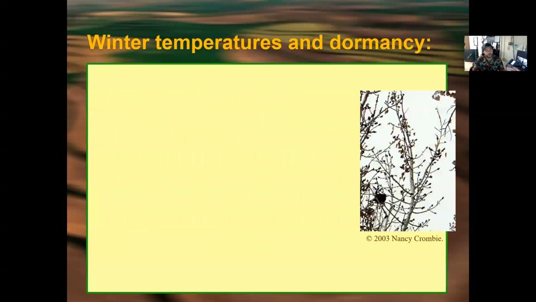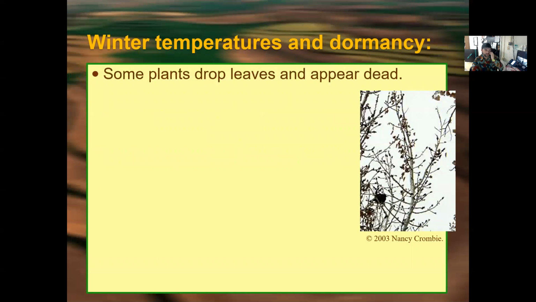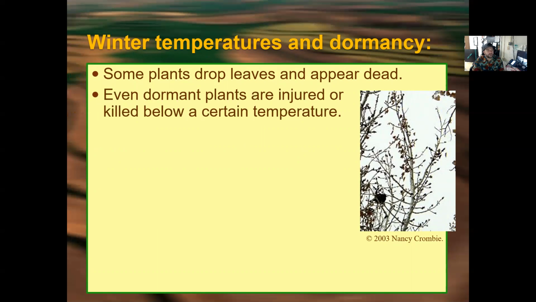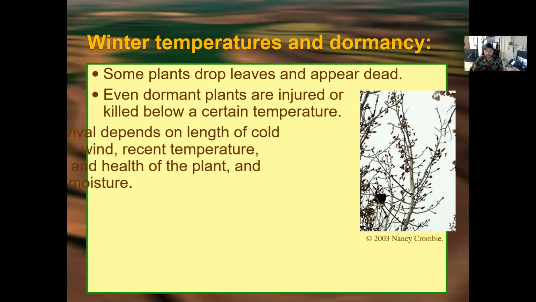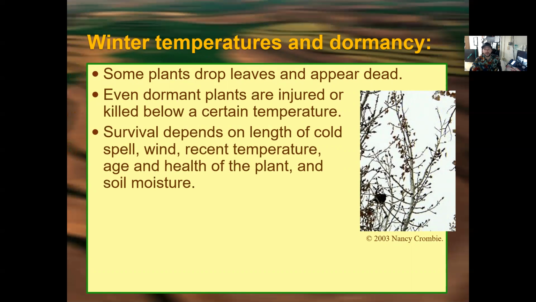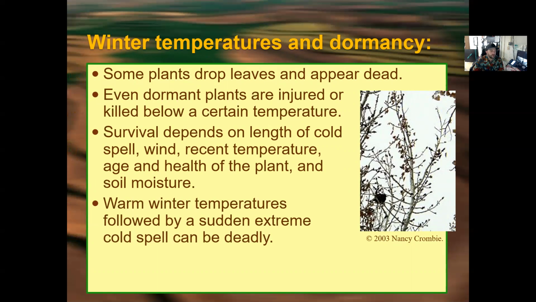So winter temperatures and dormancy. Some plants drop leaves and appear dead. Even dormant plants are injured or killed below a certain temperature, like I was talking about before, -20 to -40. Survival depends on the length of the cold spell, wind, or recent temperature, age and health of the plant, and soil moisture. So warm winter temperatures followed by a sudden extreme cold spell can be deadly.